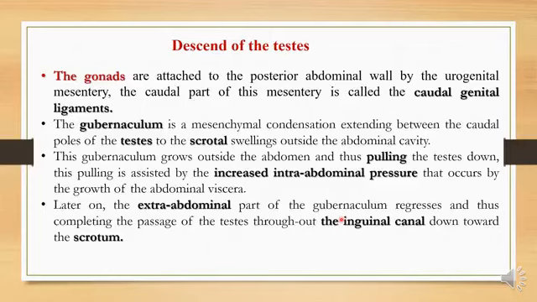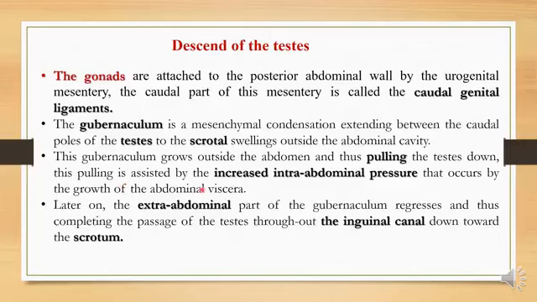Now, descent of the testes. The gonads are attached to the posterior abdominal wall by the urogenital mesentery. The caudal part of this mesentery is called the caudal genital ligament. The gubernaculum is the mesenchymal condensation extending between the caudal poles of the testes to the scrotal swelling outside the abdominal cavity. This gubernaculum grows outside the abdomen and thus pulls the testes down.